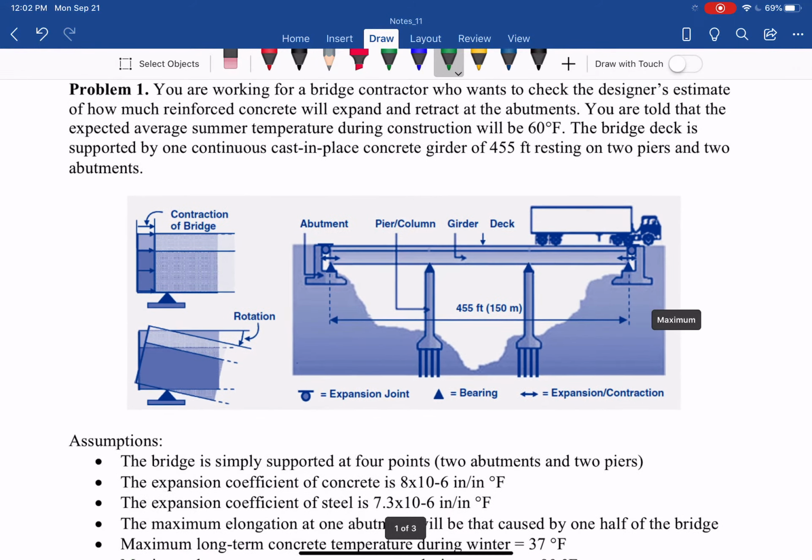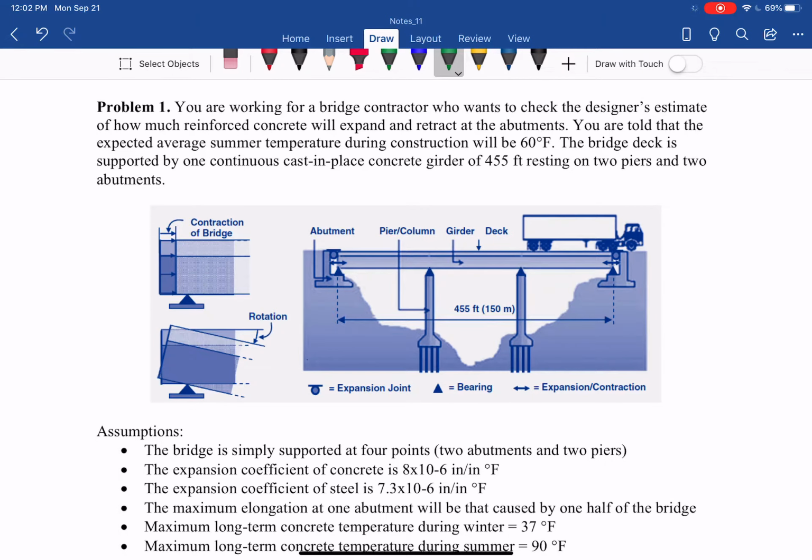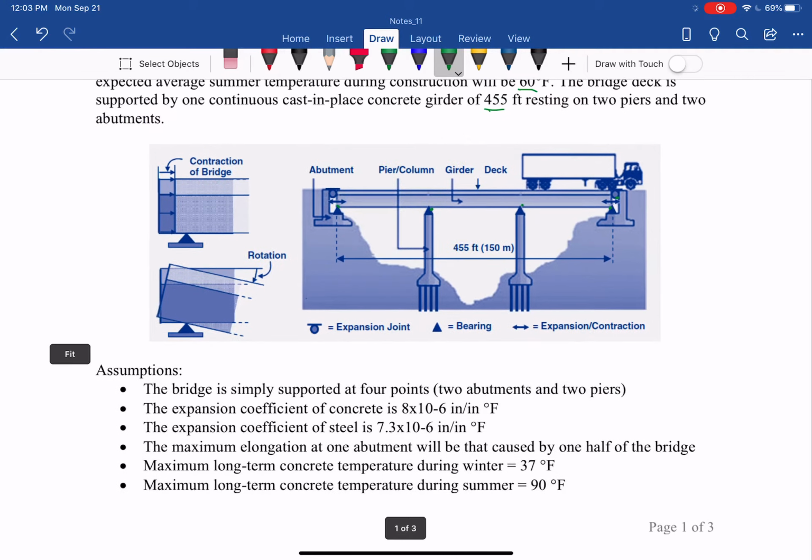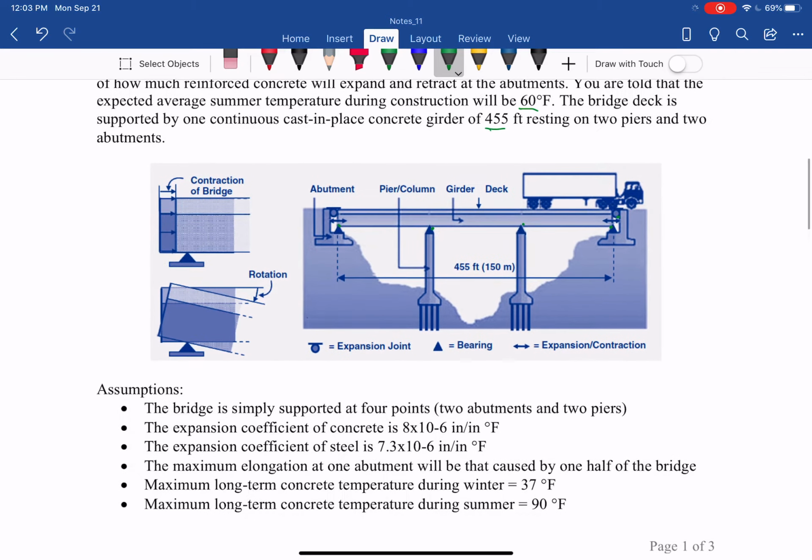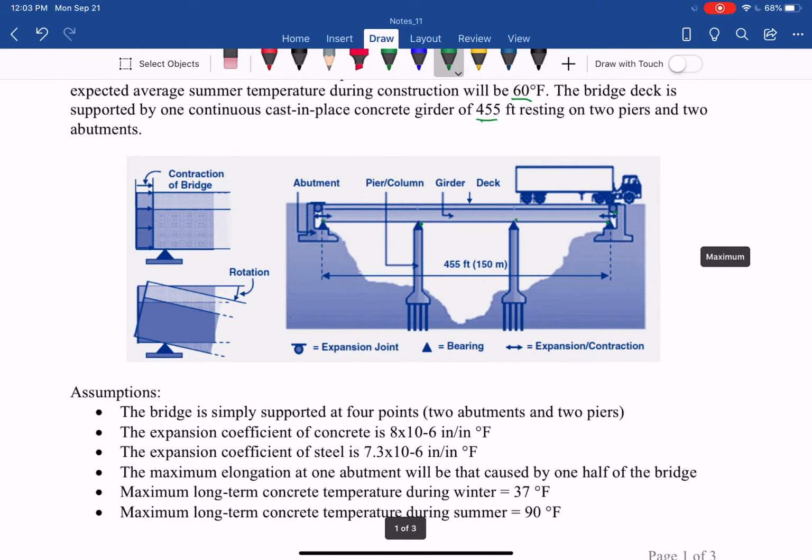As shown in the figure, you are told that the expected average summer temperature during construction will be 60 degrees Fahrenheit. The bridge deck is supported by a continuous cast-in-place concrete girder of 455 feet, resting on the 2 piers and 2 abutments. For the support assumption, the bridge is simply supported at 4 points: 2 at the abutments at both ends and the 2 piers in the middle.